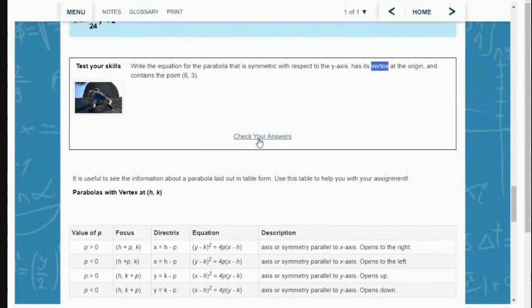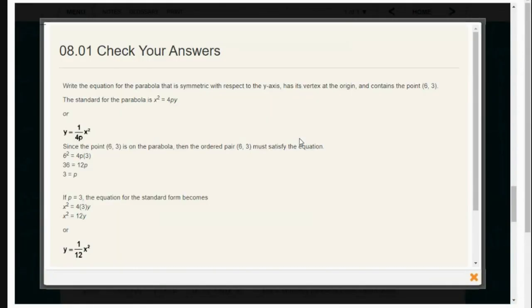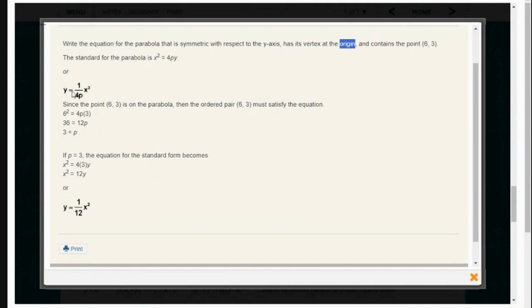Let's see what they did here. Let's check your answers. Let's see how they approached it. So write the equation for the parabola that's symmetric with respect to the y-axis and all that. So the standard equation is x squared equals 4py, because we took away the h and k since it's at the origin, or y equals 1 over 4p x squared.